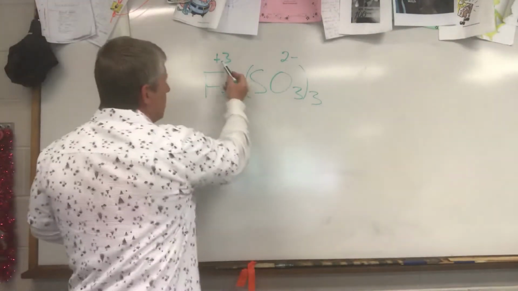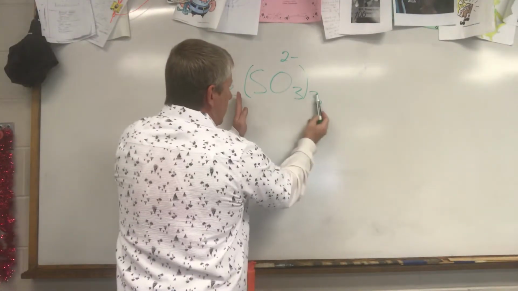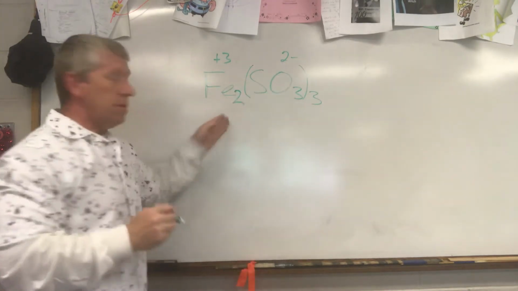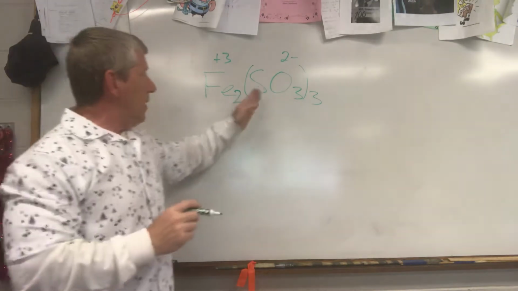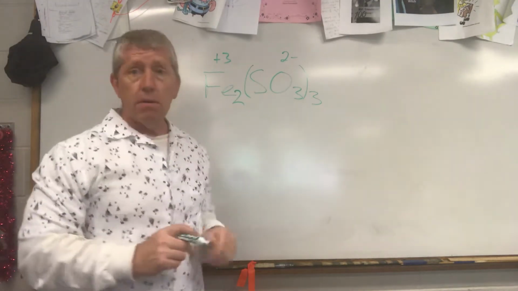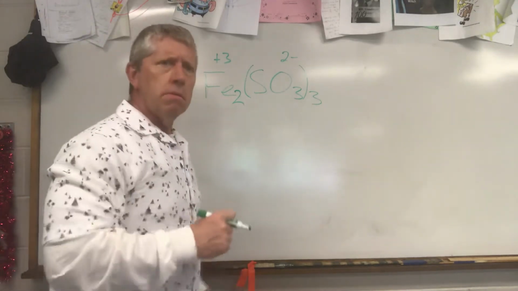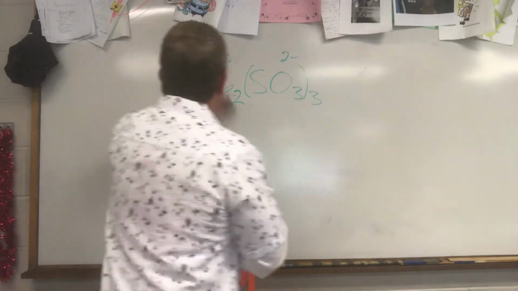So we'll take 3 sulfites, put a 3 outside the parentheses, and take the 2 and put it down here for the iron, crisscross. Fe2(SO3)3. There we go. All right. See, Billy? All right. Let's do one more.